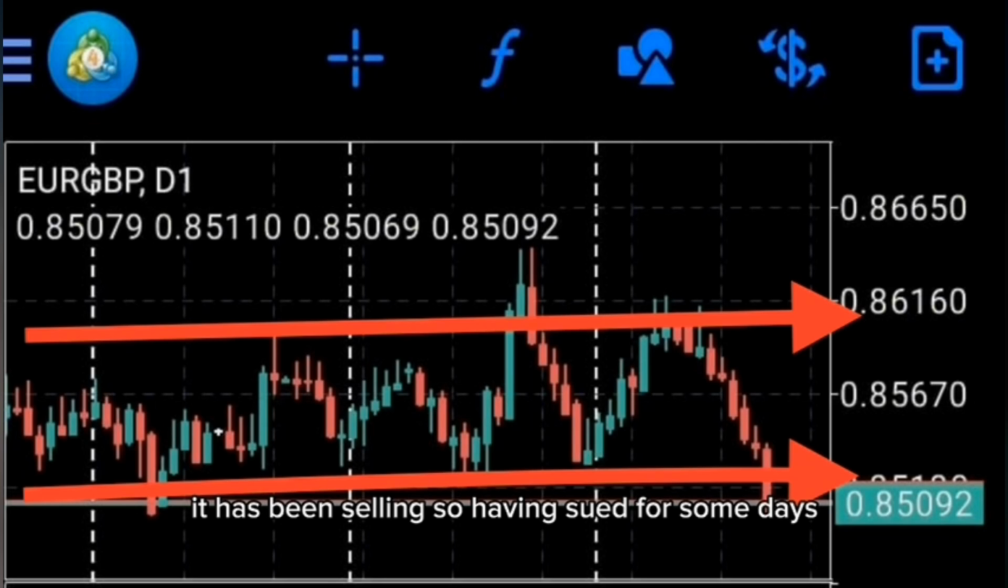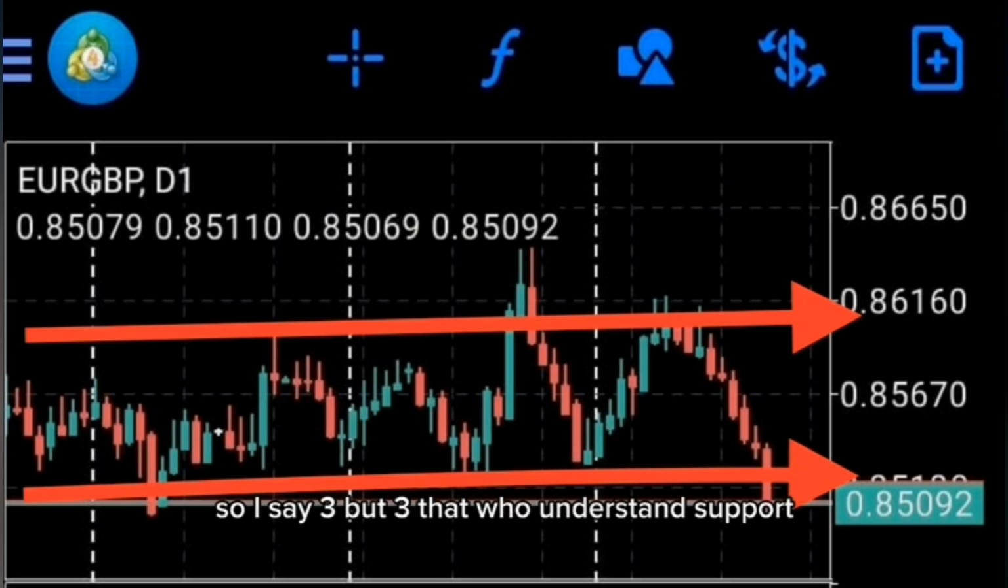Having sold for some days and gotten to a support level, two things can happen. It's either it breaks that support and continues downwards, or it reverses back. But if you look at the price action and look at the history, it had always gotten to that support level where it currently is and made a reversal. So looking at the balance of probabilities, there is that chance that it's going to make a reversal very soon.